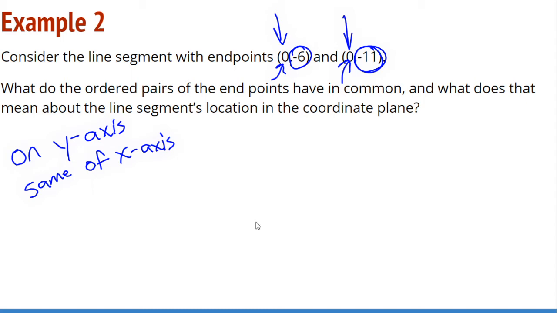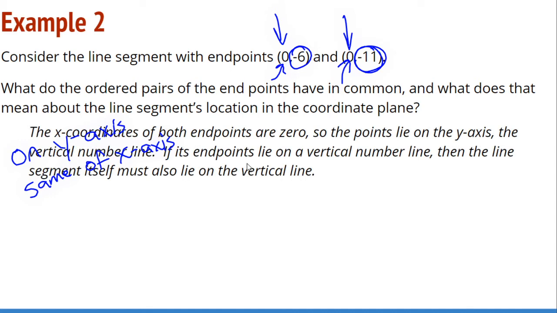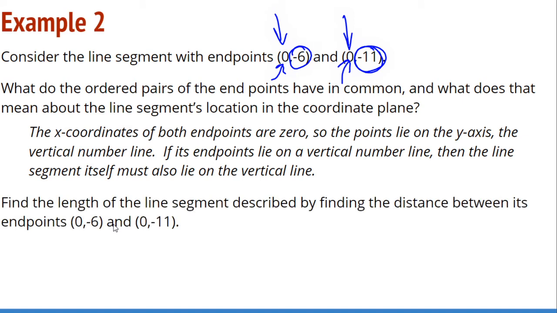So what does that mean about the line segment's location? The x-coordinates of both endpoints are 0, so the points lie on the y-axis. I said that. The vertical number line. If its endpoints lie on a vertical number line, then the line segment itself must also lie on the vertical line. Okay, great. So we're going to find the length. Well, we're not worried about this part. We know that they're on the same vertical line.